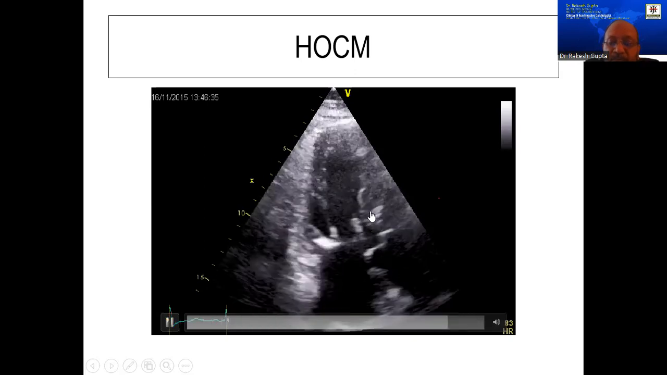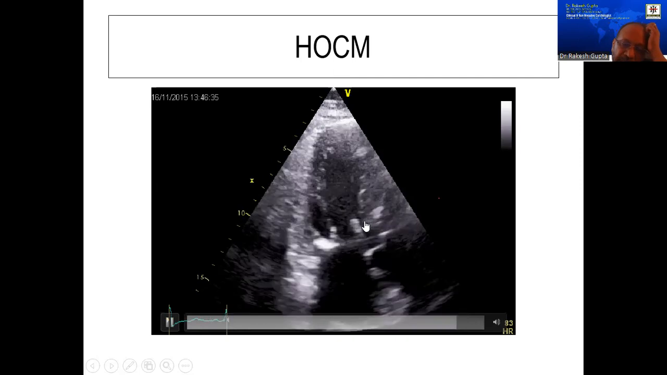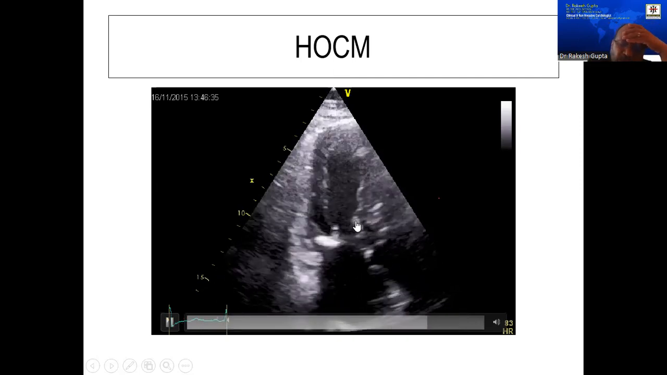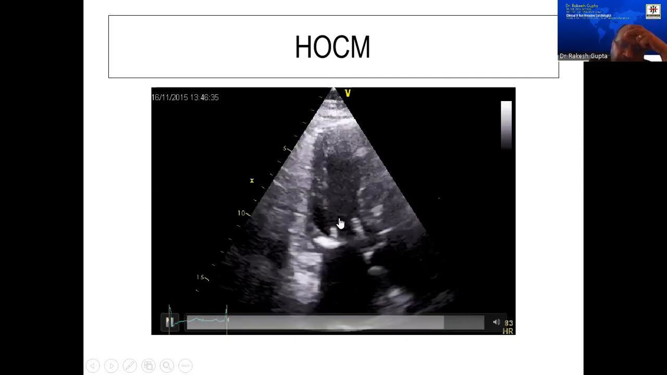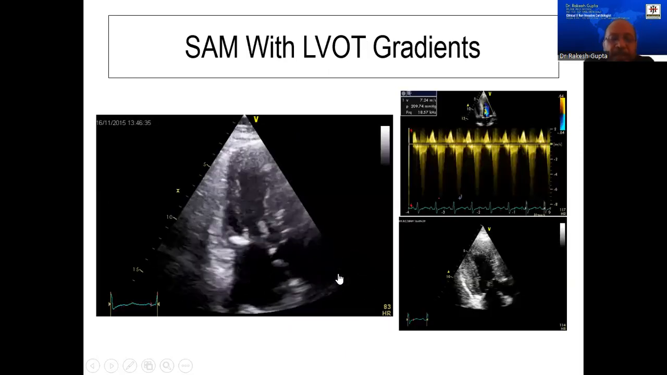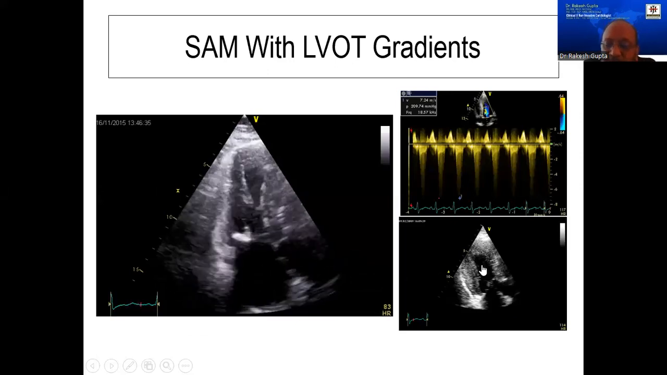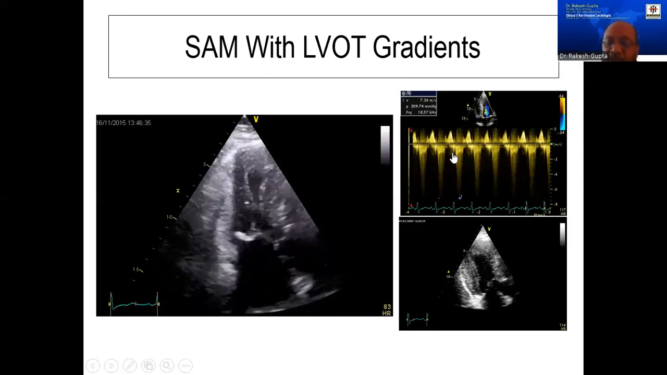This valve moves during systole towards the LVOT. And when it moves towards the LVOT in systole, the mitral valve remains unguarded, leading to torrential MR. And when this leaves the valve unguarded, leading to torrential MR, if you put a conserved volume across this LVOT, what do we get? We get dynamic LVOT obstruction.